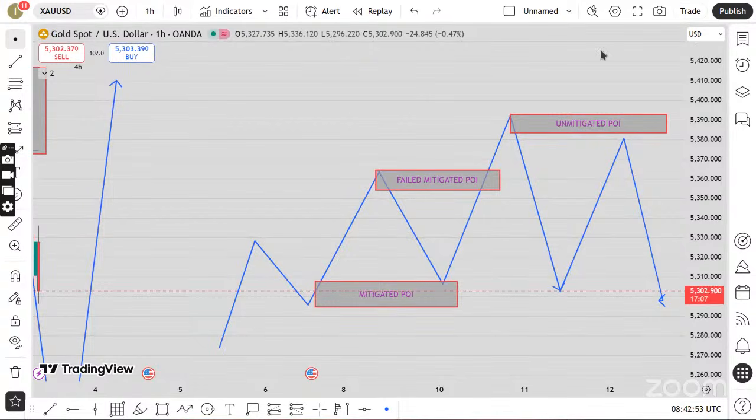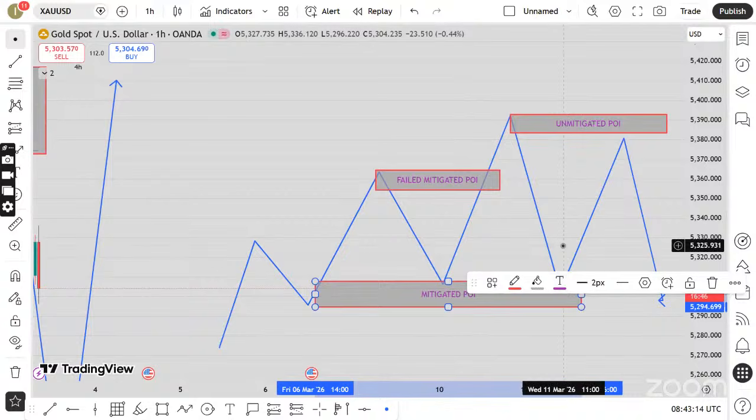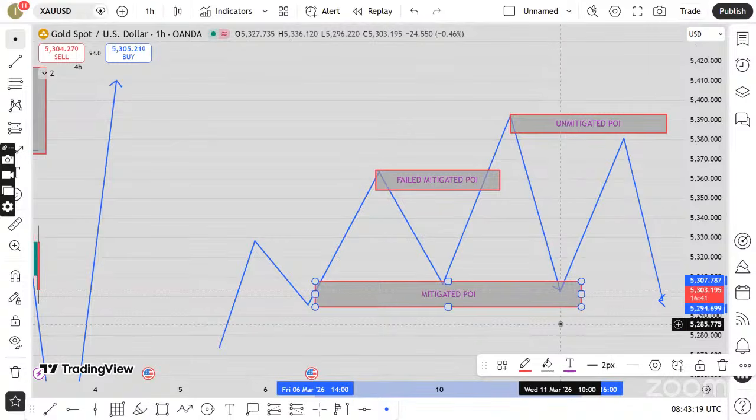All right, so these are what? Unmitigated POI. So unmitigated means it has not been used. Why is this important? Sometimes when a POI is used, the moment price tries to come back to that POI, of course it can be respected. It is the market, so anything can happen. But if it is used, it means that for safety purpose, it is best avoided.